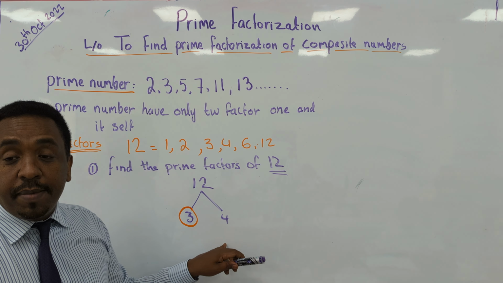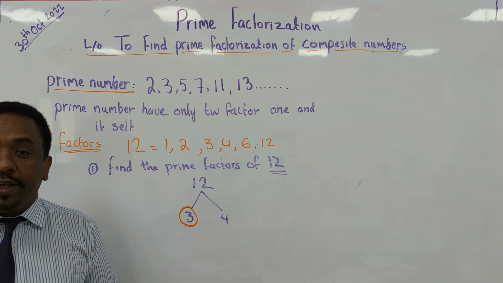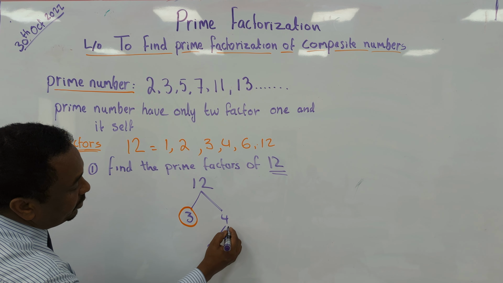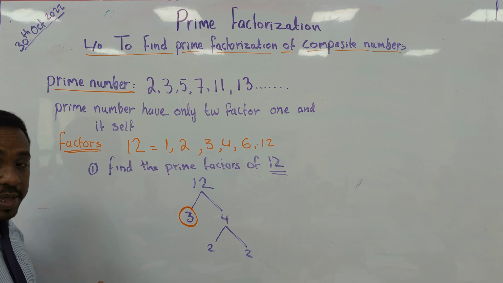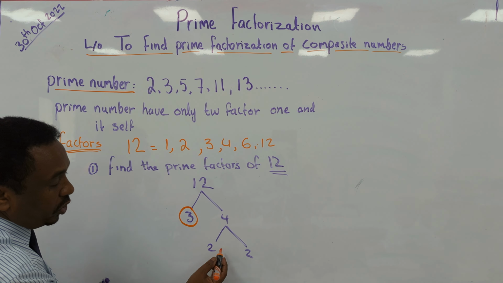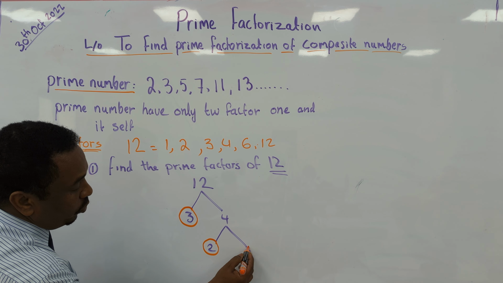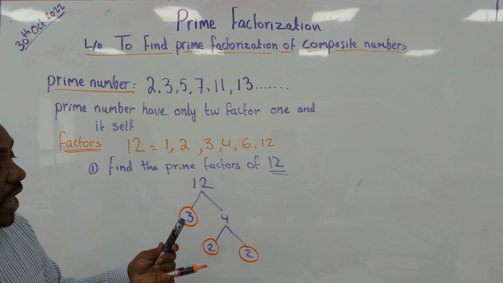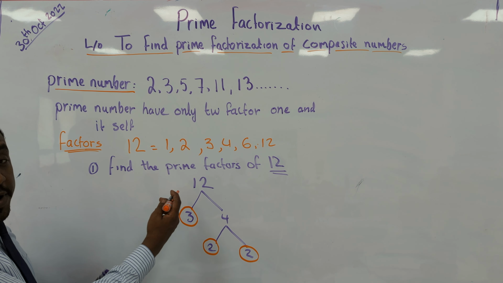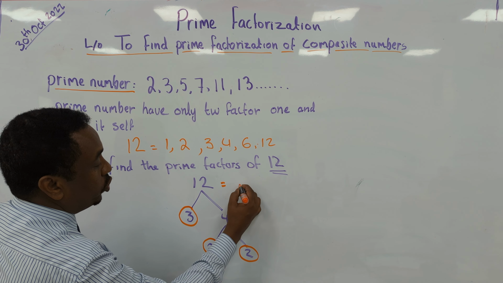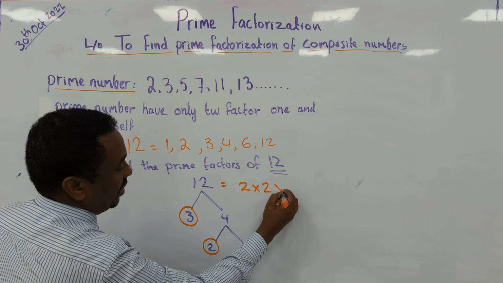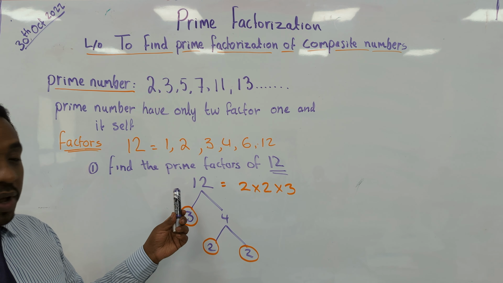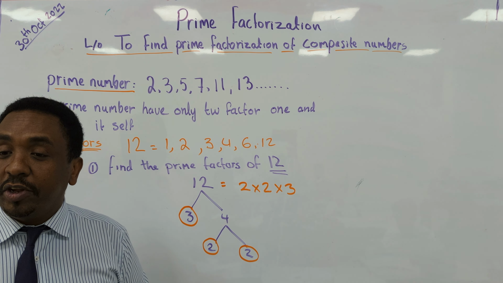So, what numbers when you multiply give you 4? Yes, 2 by 2, exactly. So we say 2 times 2. Are they prime numbers? Yes. So what do I do? Circle both of them. So we're done. All the numbers we have are circled now. So the answer will be, the prime factors of 12 are 2 times 2 times 3. When you multiply them, they will give you 12, and all of them are prime numbers. Do you understand that?